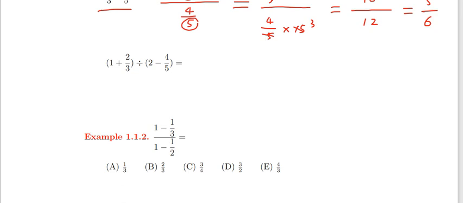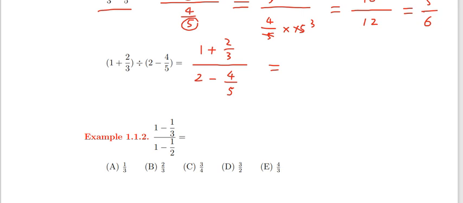So for this one, we can change this division as a fraction. So this equals this number divided by this number. Okay.